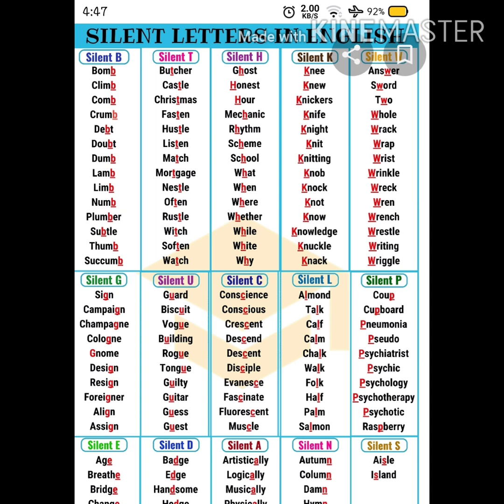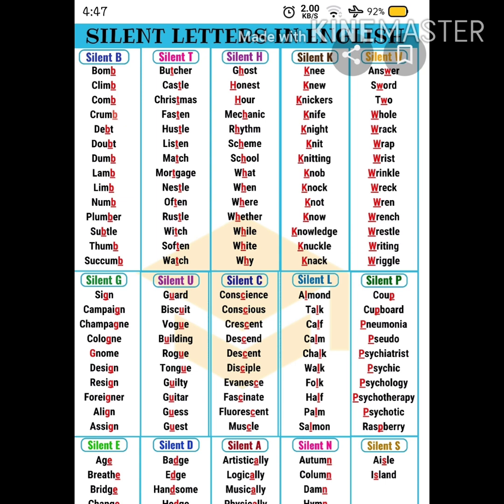Like silent B, you will notice that in most cases there is an M before the B, like in bomb, climb, comb, and so on. It's not always like that, but in most cases it is. Then we have silent T, like in castle, often, although some people actually pronounce it often. We have also whistle and hustle, bustle.